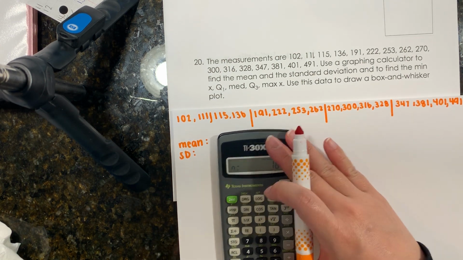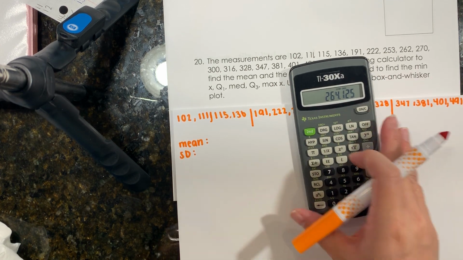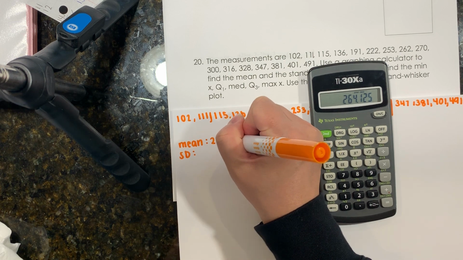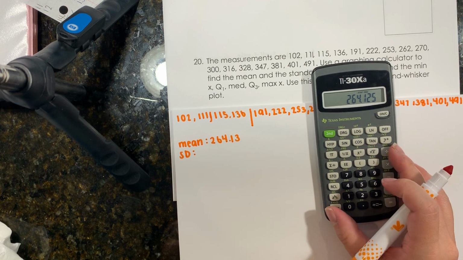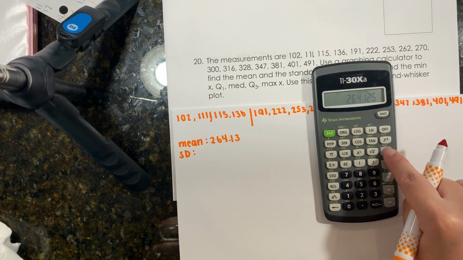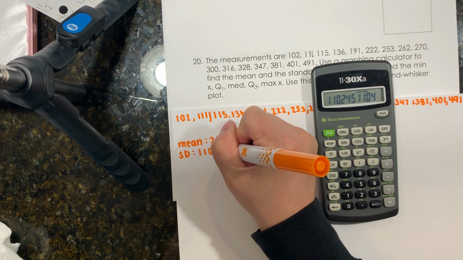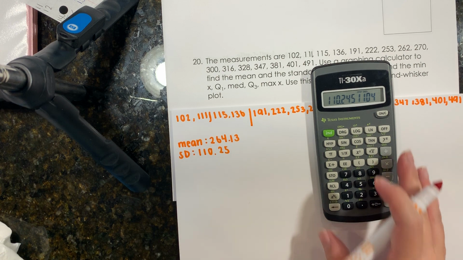Now if you forget how to solve for the mean, you're going to use the second x squared button, and that tells me that the mean of all these numbers is 264.13 if I round to 2 decimal places. And then the standard deviation is second divide, which gives me 110.25. So that's 2 of my answers.